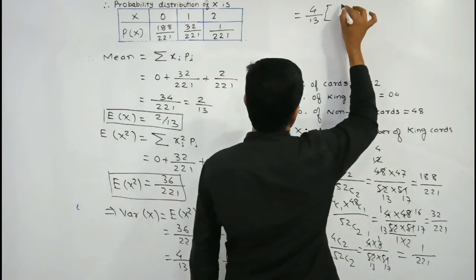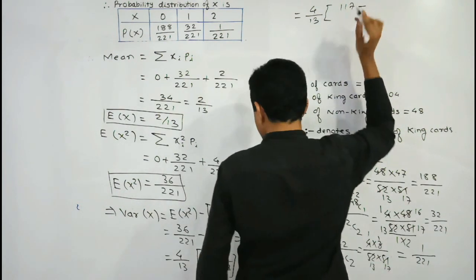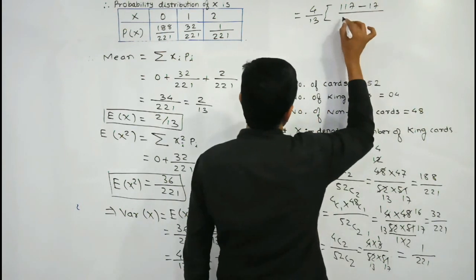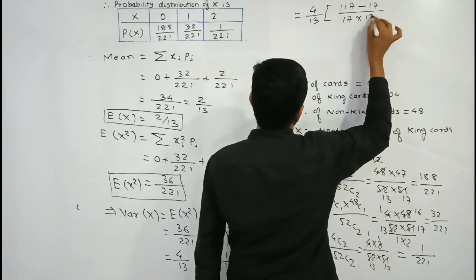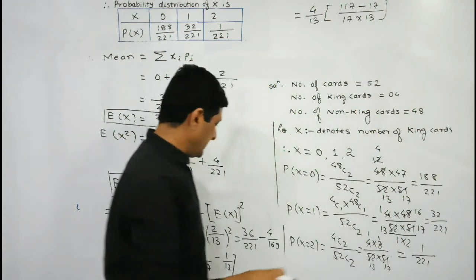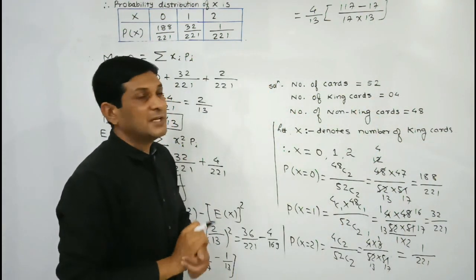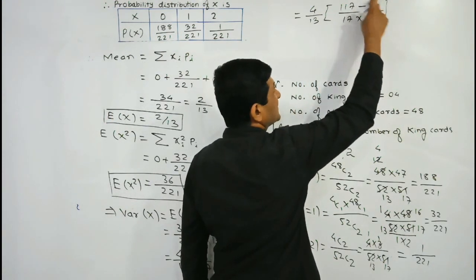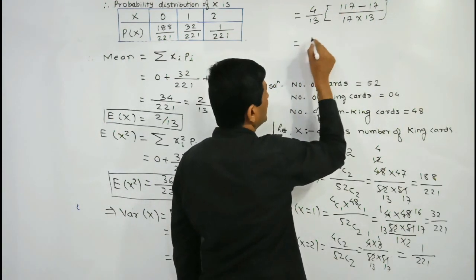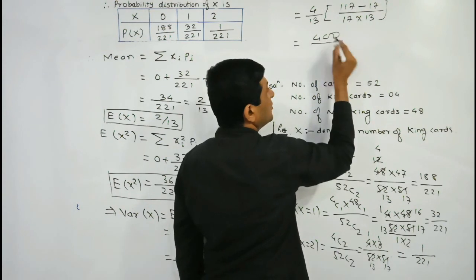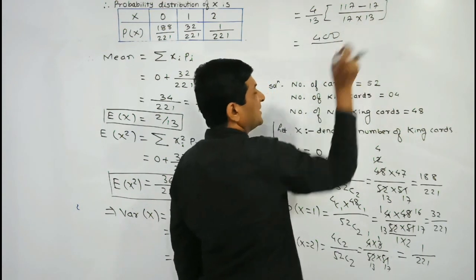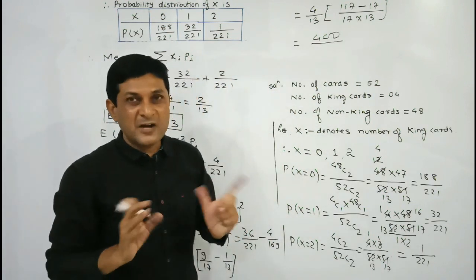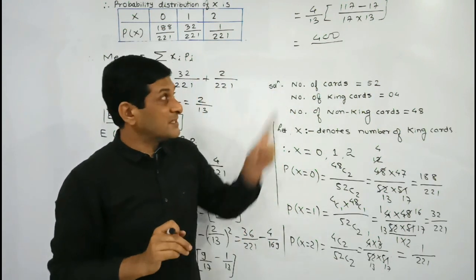13 into 9 is 117 minus 17 ones are 17, and in the denominator we are getting 17 into 13. Just simply we have taken cross multiplication here. Now let us simplify it. 117 minus 17 is 100. 100 into 4 will be equal to 400, and in the denominator 13 into 13 is 169, and 169 into 17. Try to find out this product.